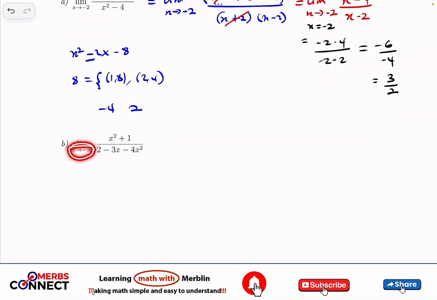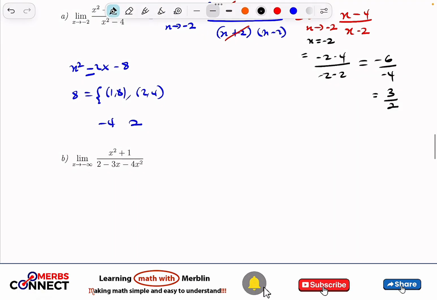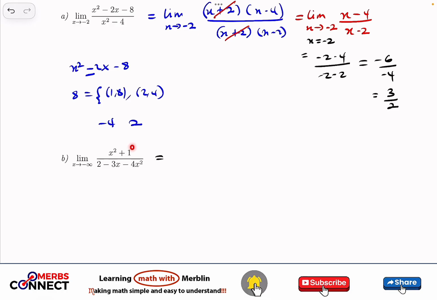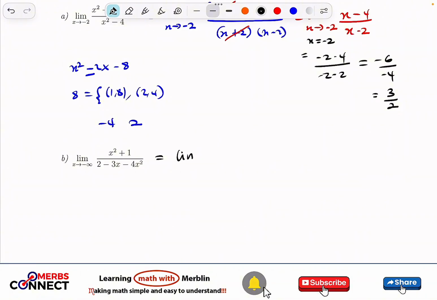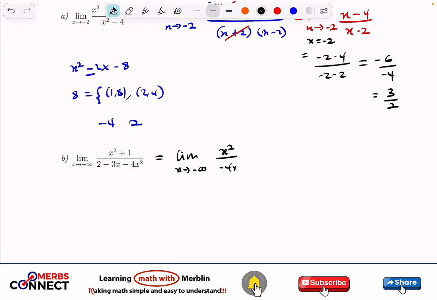Here in b, you need to pay attention to this one. x is approaching infinity, so what you are going to do here is different from when x is approaching a finite value. When x is approaching infinity, the polynomial term with the highest degree is going to dominate. So I look at the function and look at the one with the highest degree. I can write this as the limit as x is approaching negative infinity of x squared divided by, picking the one with the highest degree here, minus 4x squared.